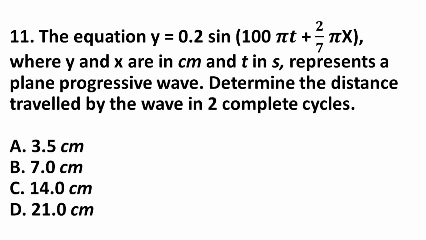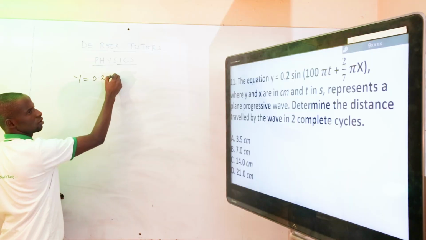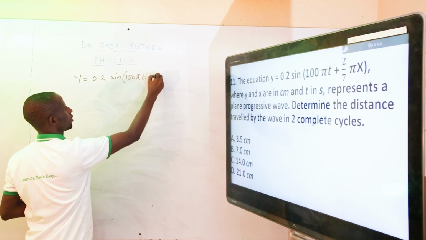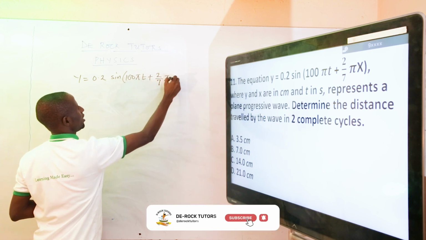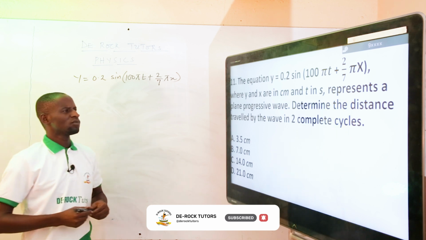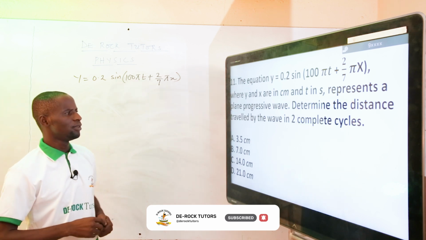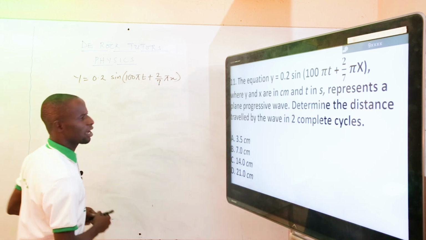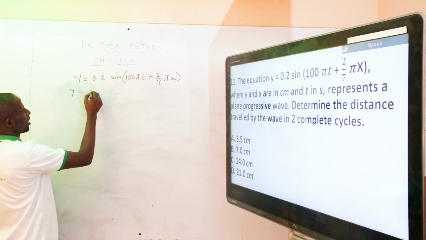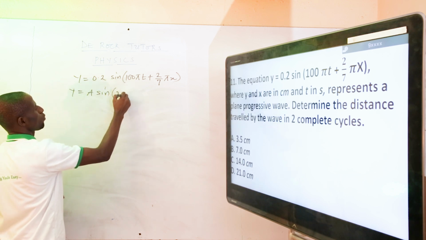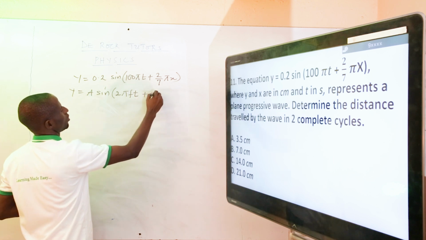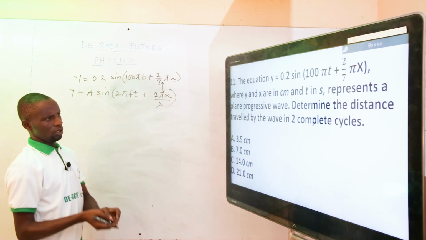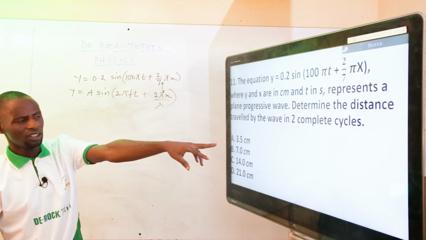Given the equation y equals 0.2 sine (100 pi t plus 2 over 7 pi x), where x and y are in centimeter and t in seconds, represents a plane progressive wave. Determine the distance traveled by the wave in 2 complete cycles. Now, the general equation of wave can be given as A sine (2 pi f t plus 2 pi x over lambda). Because the question says 2 complete cycles, we need to get the wavelength.